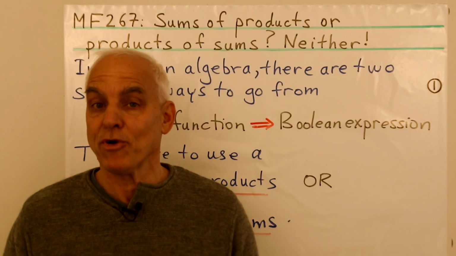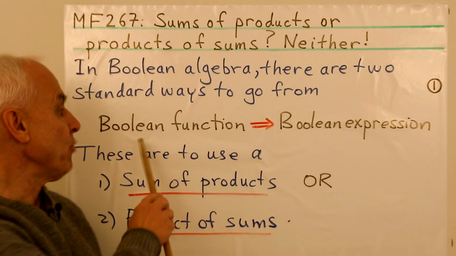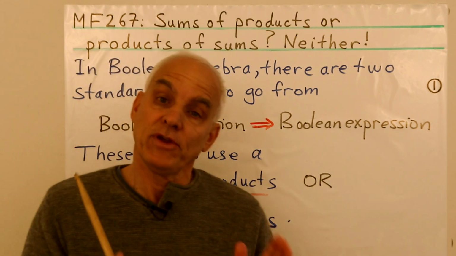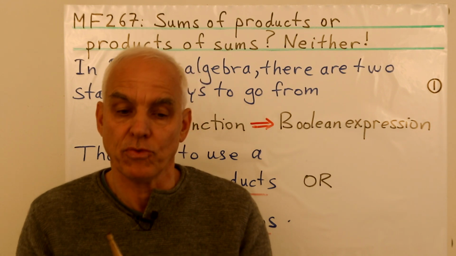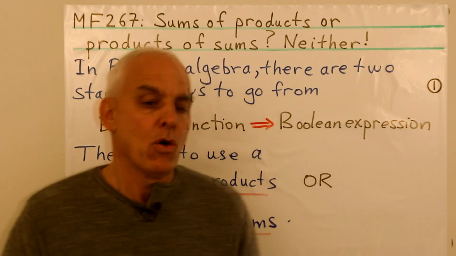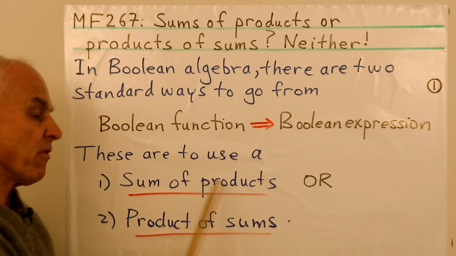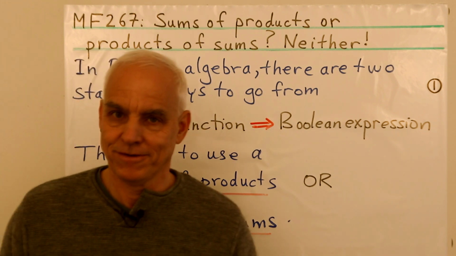Good day, I'm J Wildberger, and in today's video we're going to be looking at how to convert Boolean functions to Boolean expressions. And we're going to look at the standard procedure that's taught in Boolean algebra-oriented courses, which involves two different kinds of approaches. One involving a sum of products, and the other involving a product of sums.